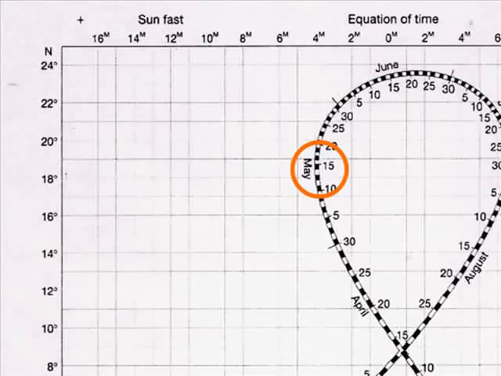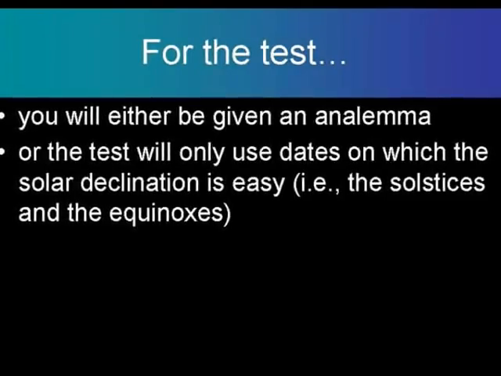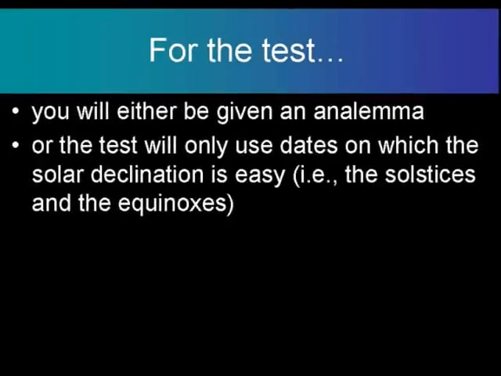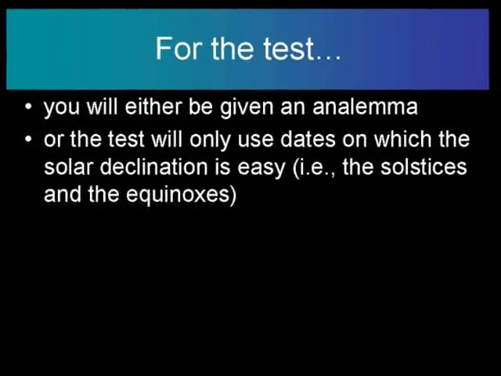So on May 15th, we read over to the y-axis of the graph, and we see that on May 15th, the solar declination is about 18.5 degrees north. In other words, locations at 18.5 degrees north will have the sun directly overhead on May 15th. So using the analemma is pretty simple. On the test, you will either be given an analemma, or you'll only use dates for which the solar declination is easy, like the solstices and the equinoxes.